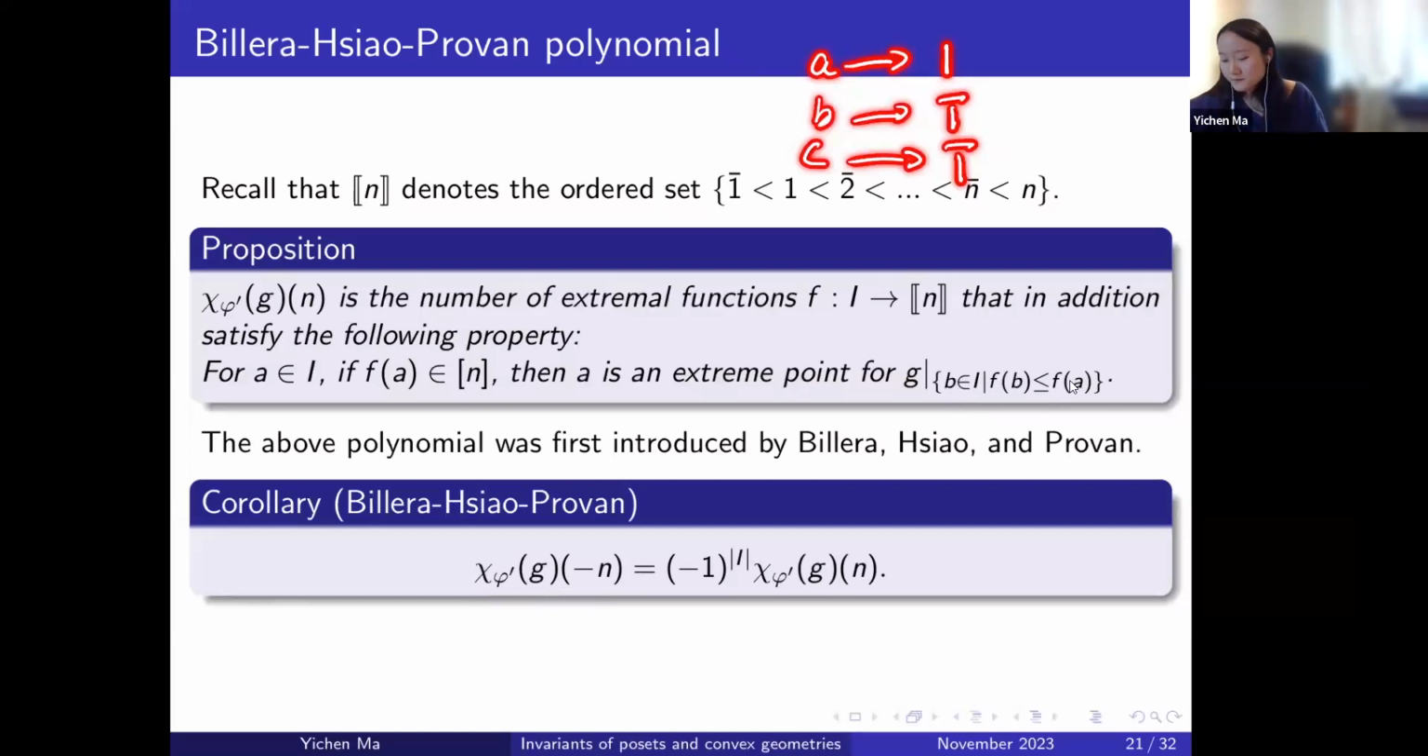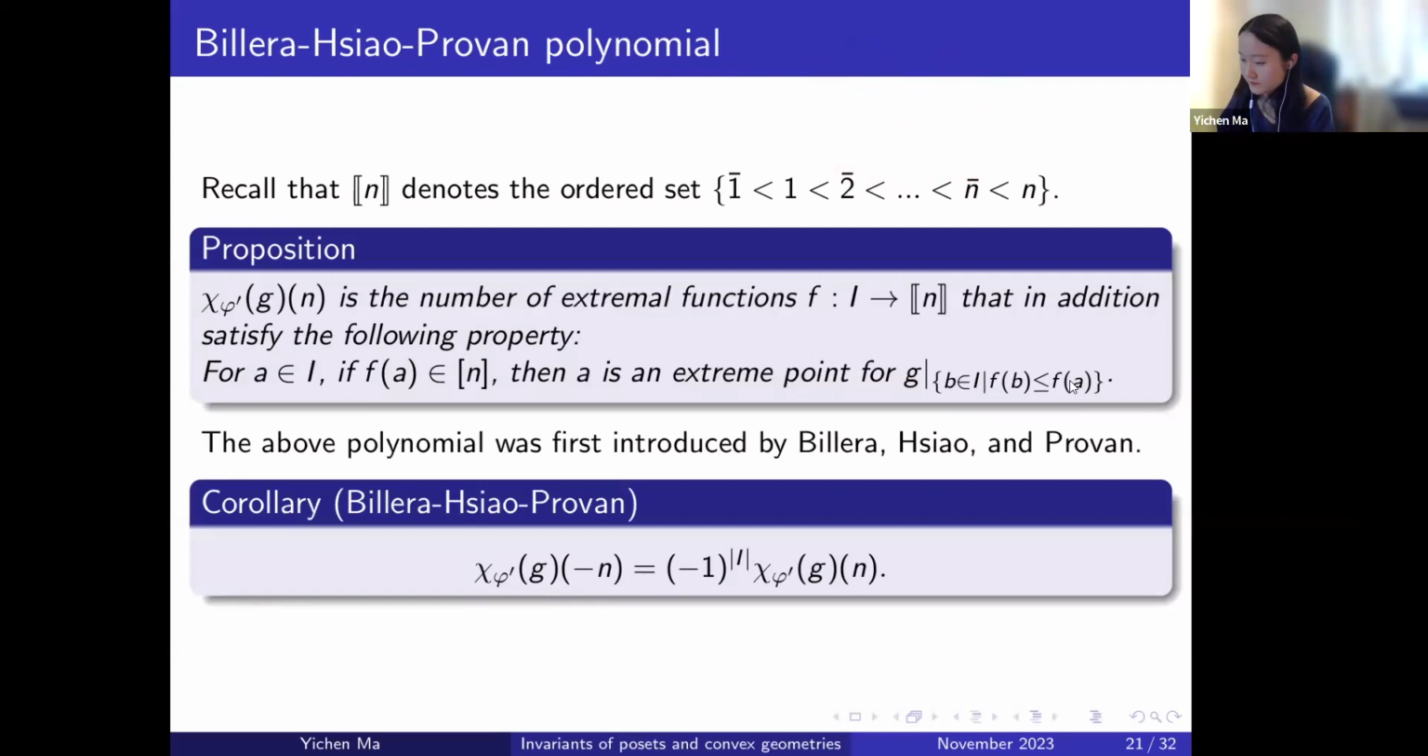Okay, so this counting was first introduced by Blair, Rachel, and Proven, and they obtained the reciprocity result for this number. So we can obtain this result from the fact that phi prime is an odd character.